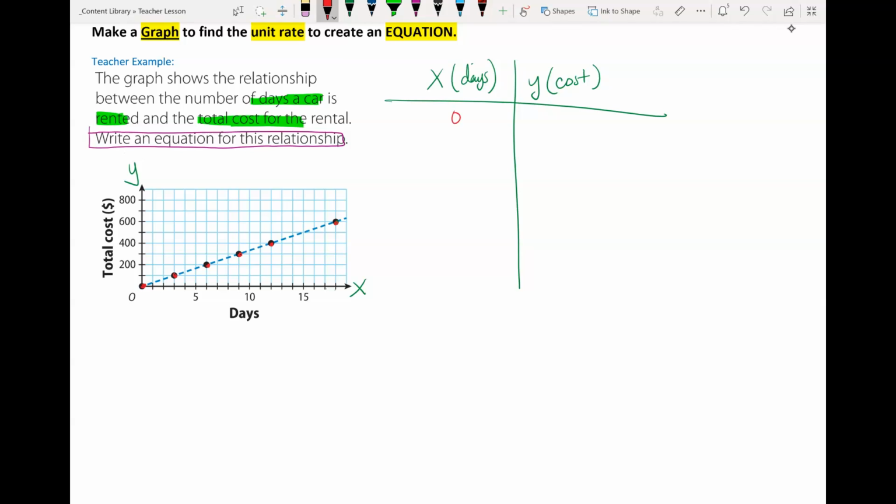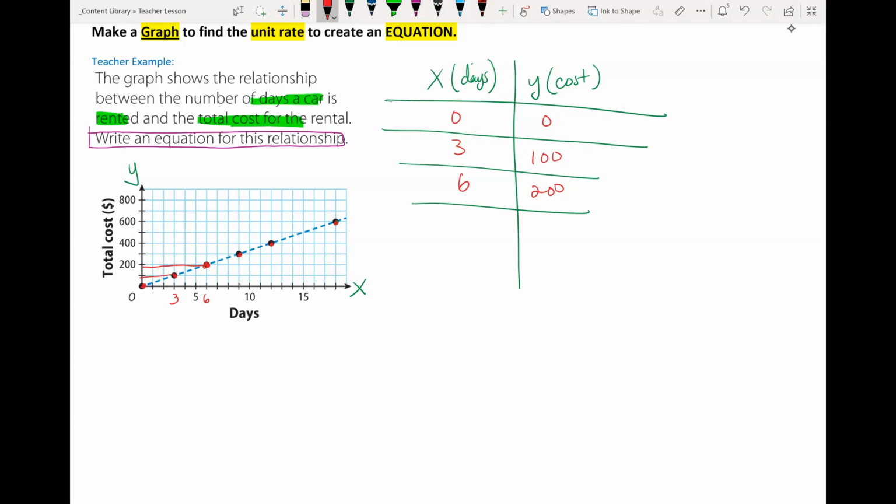So looking at 0 days, it's going to cost us $0. Well, obviously, you're not spending any money. Now, let's take a look. 1, 2, 3 days, it's going to cost us $100. Next, we go on to this here, and that is 6 days, and it's going to cost us $200. And we keep going.